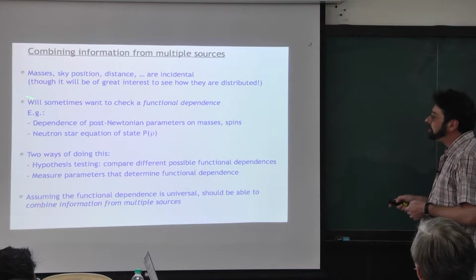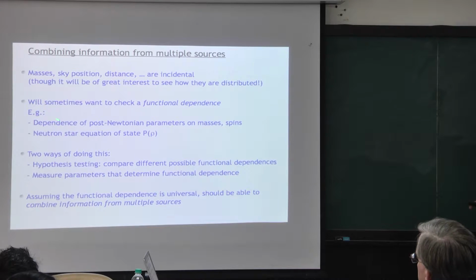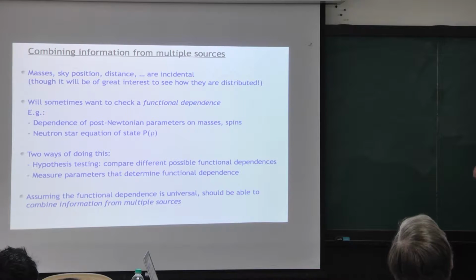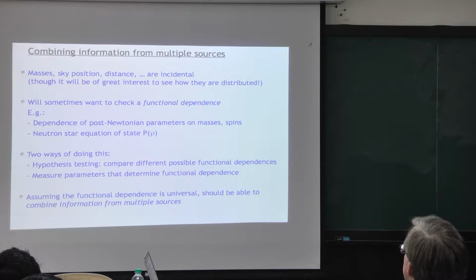But generally, we will often want to check some functional dependence or other, for instance, the dependence of post-Newtonian parameters on masses and spins that can be used to test general relativity, or the neutron star equation of state, which is a functional dependence of pressure in terms of density, or equivalently neutron star deformability as a function of mass. And so there are two ways of doing this. Well, unsurprisingly, I keep talking about these two ways of doing anything. Hypothesis testing, compare different functional dependences in this case, or measure parameters that determine the functional dependence.